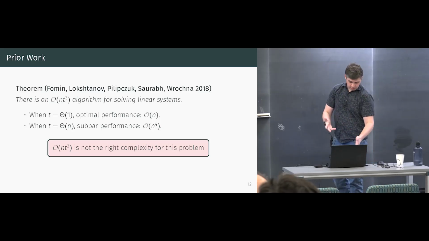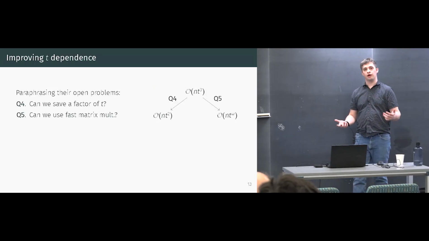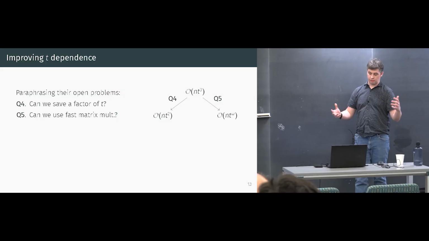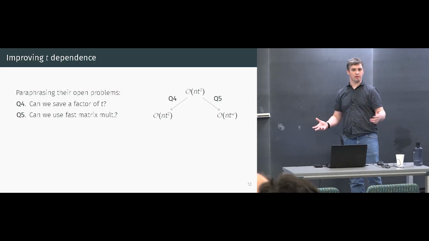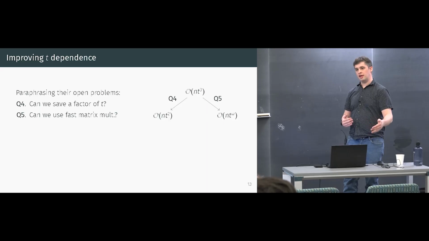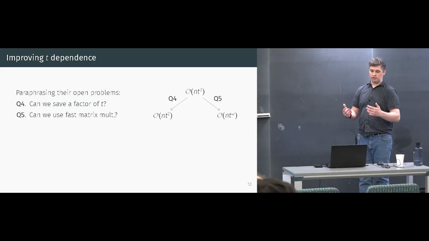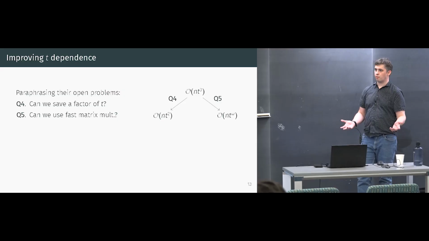So the authors themselves recognize this problem. The exponent on t is not right here, and they had a couple different ways to fix it. Their paper is full of open problems. There's about a dozen of them, and two of them can be read as talking about this particular question. So one option is you could save a factor of t. They managed to do that for a related parameter called the path width, but they couldn't make it work for tree width.